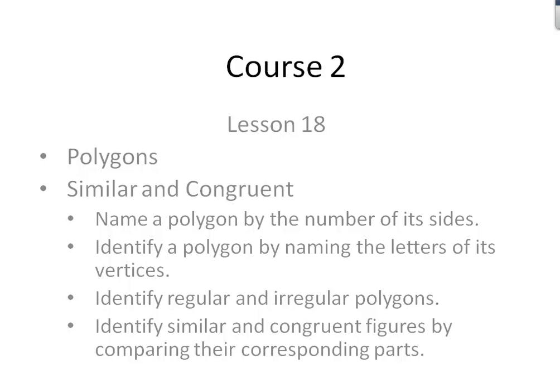Welcome to Course 18 of Course 2 in Saxon Math. Today you're going to learn about polygons and similar and congruent shapes. We're going to name a polygon by the number of its sides. We're going to identify a polygon by naming the letters of its vertices. We're going to identify regular and irregular polygons. And we're going to identify similar and congruent figures by comparing their corresponding parts.